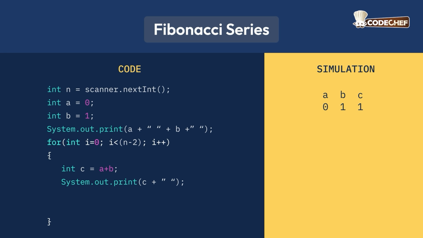Now in the next iteration, the second number should be our new a and the third number should be our new b. How do you think we can do this? Simple. Focus on what is happening here. If you look closely, the value of b gets assigned to a and the value of c gets assigned to b. In code, we write it like this. In every iteration, these two lines help us shift the values of a and b by one step.